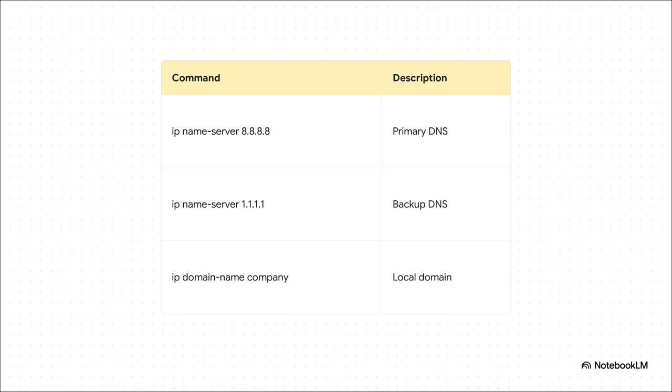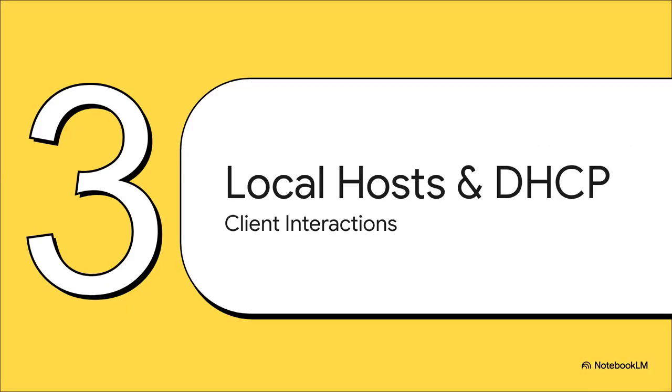Then, that last command, ip domain-name company.local, assigns our local domain name, setting the context for the whole internal network. Next up, Section 3, Local Hosts and DHCP.